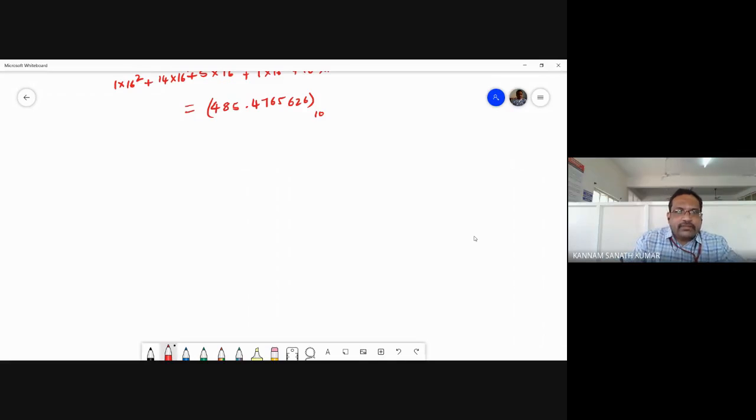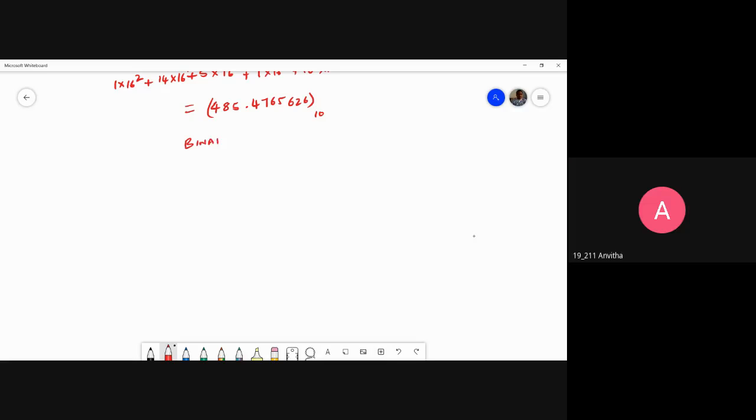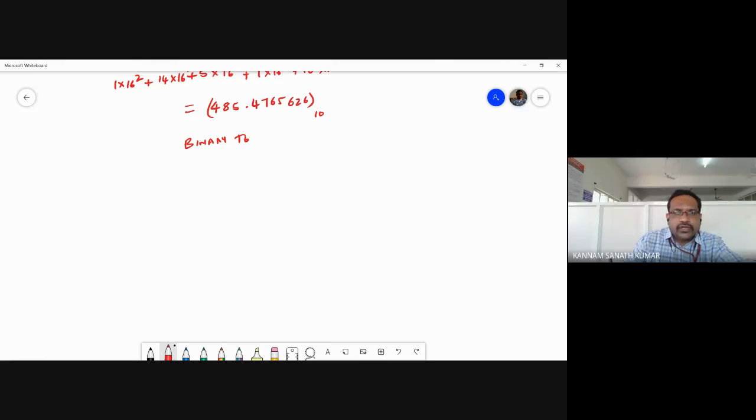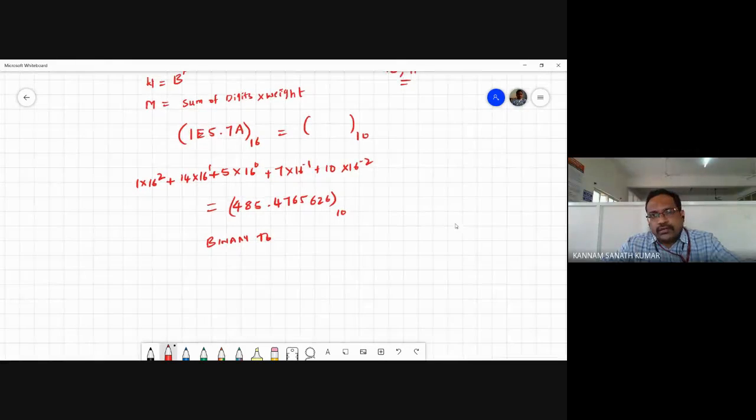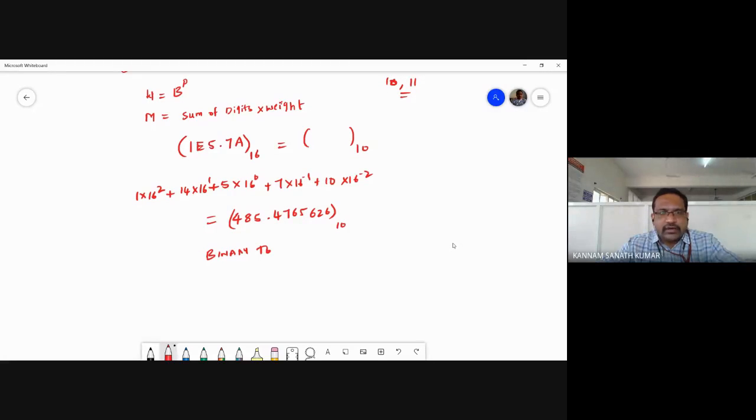Suppose consider binary to decimal conversion. Sir, will they mention it as decimal conversion? Yeah, in the exam they will mention, convert this hexadecimal to binary. In the question they will ask to convert hexadecimal to decimal or octal to binary, like that. Okay, sir. Is it okay? Okay.